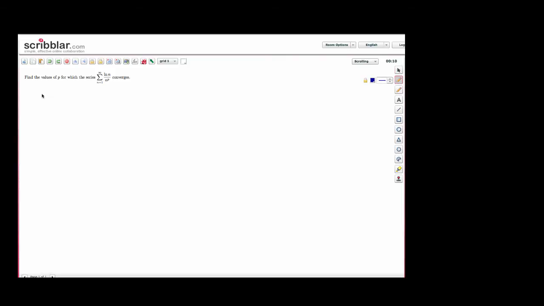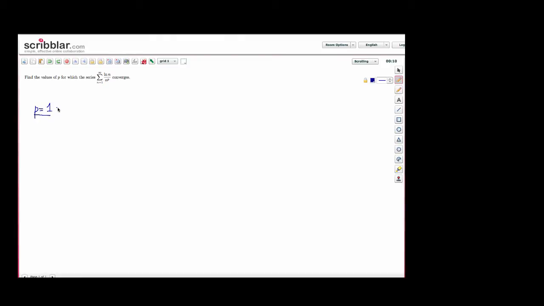Here we're going to look at the problem: find the values of p for which the series sum n equals 1 to infinity, natural log of n over n to the p, converges. Based on the work that we've done so far, it makes sense to look at cases for different values of p. Like we did when we looked at the p-test, let's start with the case p is equal to 1. So let's see what happens.